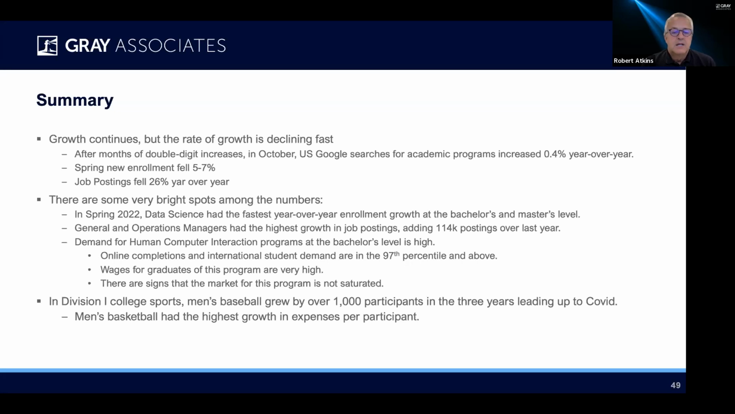You may find, by the way, when you look at them, that they're more competitive as well. In D1, men's baseball grew by over 1,000 participants in the 3 years leading up to COVID, and men's basketball, on the other side, had the highest growth in expenses per participant. And I would just say there are some opportunities here in sports to add a sport at relatively low cost that can increase enrollment.